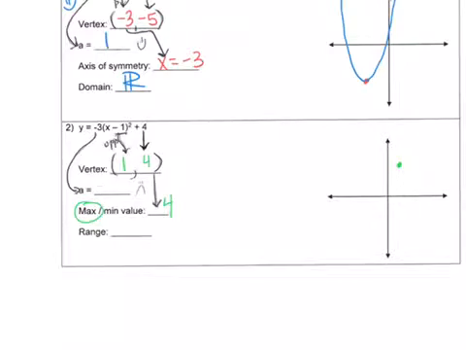My a value is a negative 3. Negative means it is sad, so that's where max really comes from. So my parabola is sad. It's going to be a little bit steeper, and we're going to get into that in the next unit. And then my range is my y value. So my y's start at that value of 4, and then they go down from there, so my y's are less than or equal to 4.